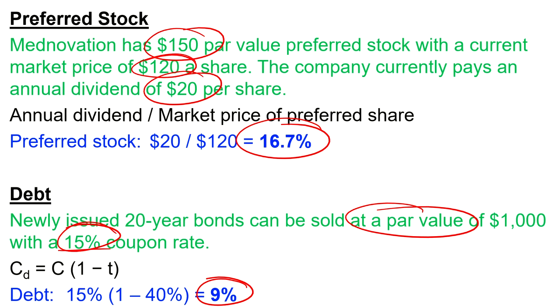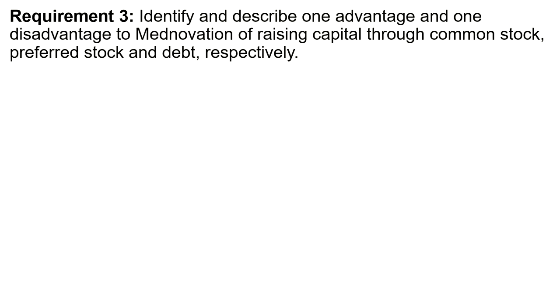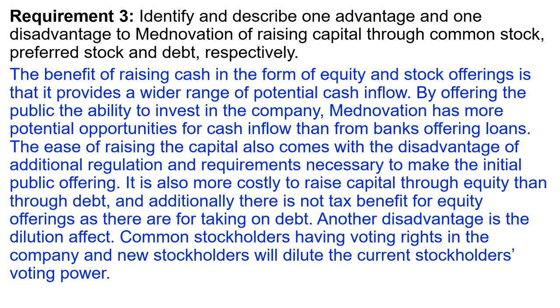So that's one of our 2 calculation requirements. Okay, we've got another one coming up here in just a bit, but before that we have the third requirement. Identify and describe one advantage and one disadvantage to Mednovation of raising capital through common stock, preferred stock, and debt, respectively. Okay, so we need to have 6 things here in total, one advantage and one disadvantage for each of the 3 forms of capital that they're considering. Again, the answer doesn't have to be like this. There's multiple advantages and disadvantages you can choose from, but this is what they gave as the answer.